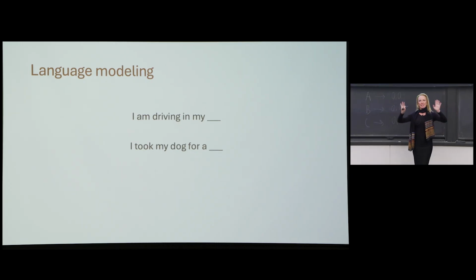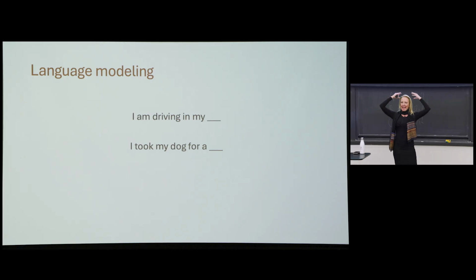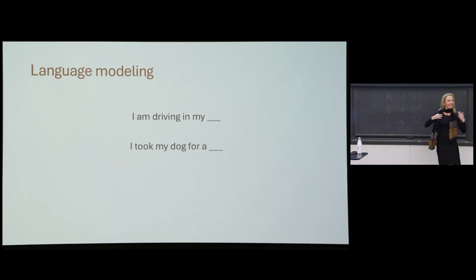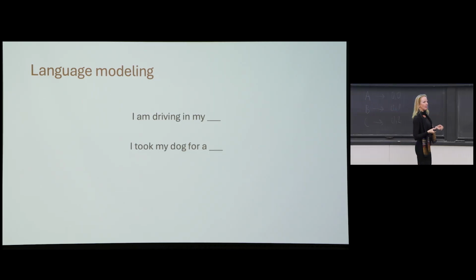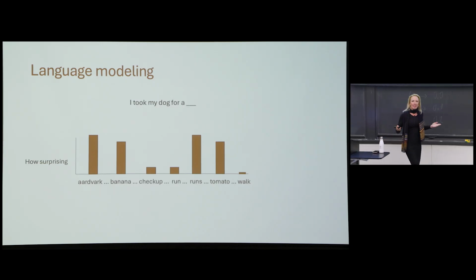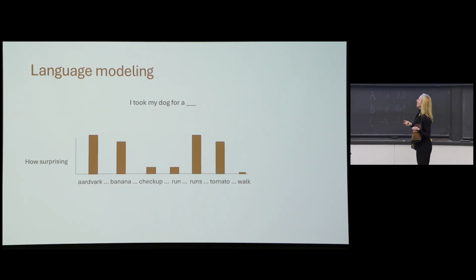As humans, as speakers of the English language, you have internalized in your brains expectations about what words might come next. There's even some evidence that your brains, as I speak, are predicting what the next words I utter might be. You might not be able to fully articulate it, but when you reflect on it, there are some completions of a sentence that are extremely unsurprising, and other ones that would be quite surprising, like I took my dog for an aardvark. What is this lady talking about? You can think about graphing how surprising these different completions are. Aardvark, very surprising. Banana would be surprising. Checkup and run, less so. Walk, extremely unsurprising.